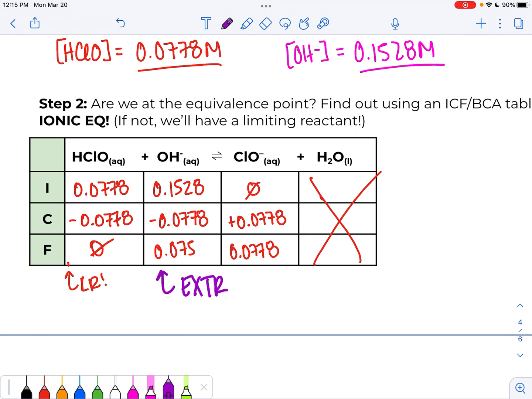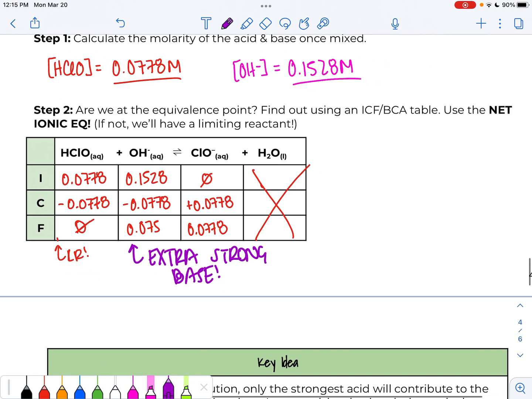All right, so at this point, we have extra strong base left over. Why is this important? Think about what's actually in our system. You have strong base and you have conjugate base. Conjugate bases are not very strong, usually pretty weak. Strong base is strong base.